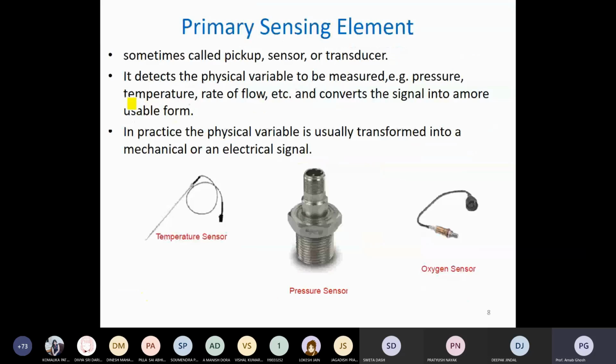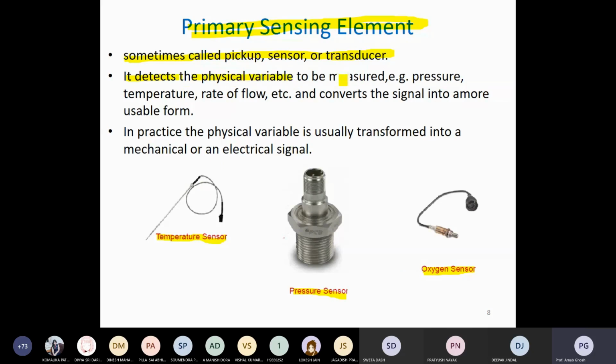Primary sensing transducer. What are the features of the primary sensing elements? Sometimes called the pickup sensor or transducer, it is directly put into the electrical oven or the pressure gauge, oxygen sensor. Different examples of primary sensing elements are temperature sensor, pressure sensor, then oxygen sensor. It detects the physical variables to be measured, for example pressure, temperature, rate of flow, etc.